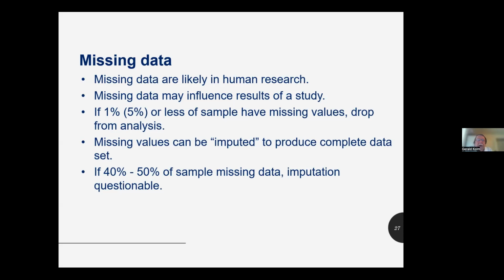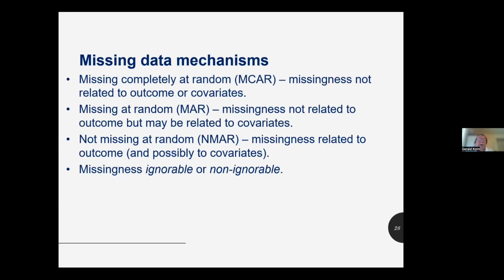In large studies like this, every effort is made to obtain the data, but it's just impossible to get complete data when you have large studies like this. So we need to consider the reason for the missing data. And so we have different categories of missingness.